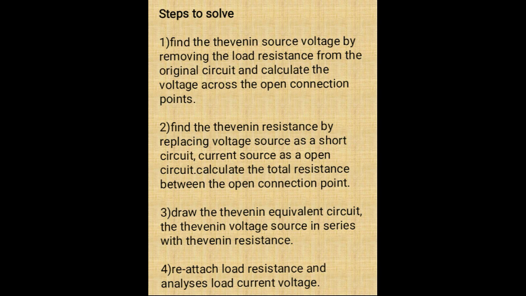Second is find the Thevenin resistance by replacing voltage source as short circuit, current source as open circuit. Calculate the total resistance between the open connection points. It means RTH or series resistance can be found by replacing voltage source as a short circuit and current source as an open circuit in the given network, and we have to find R internal or internal resistance of the circuit.